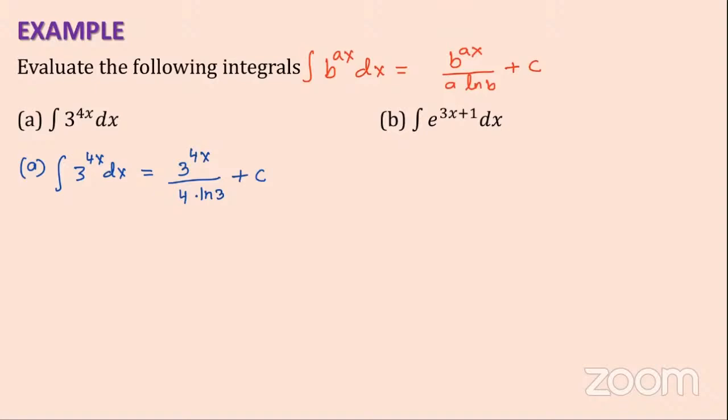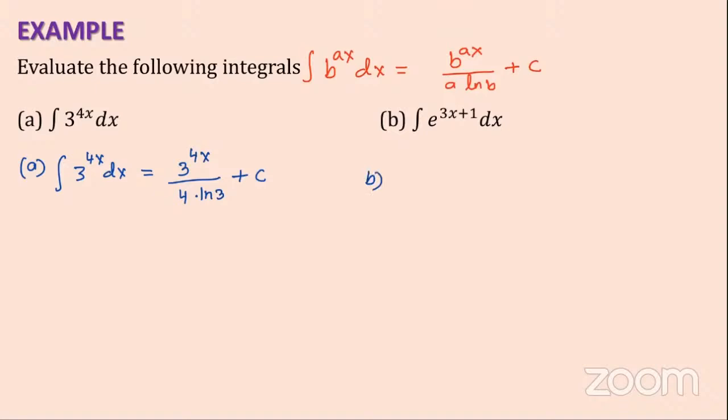That's it. There is nothing we can simplify, right? You can multiply these to get a decimal number, but that's a decimal, not accurate, right? But this is accurate. So what we did, 3 to the 4x as it is, because this is not e, we divide by natural log 3 and we divide by the derivative. Same thing with the next one.